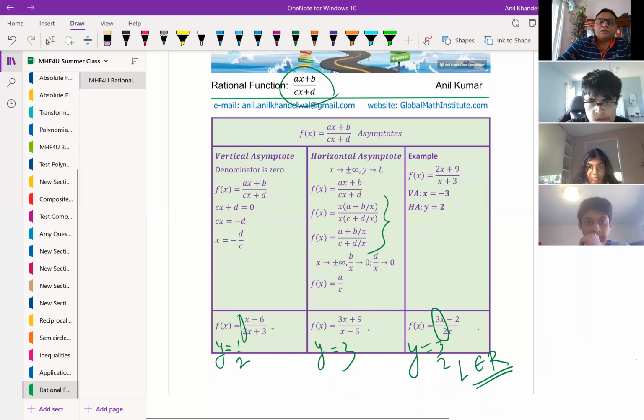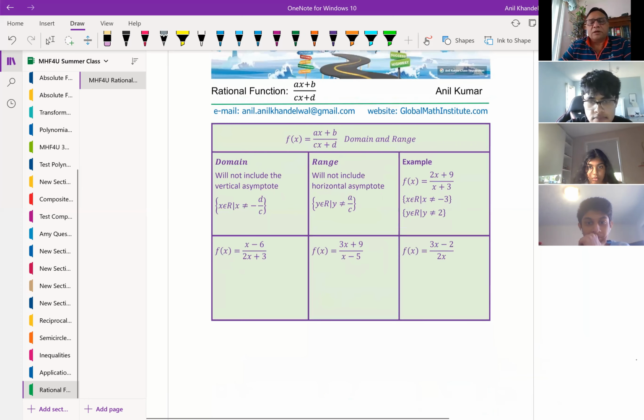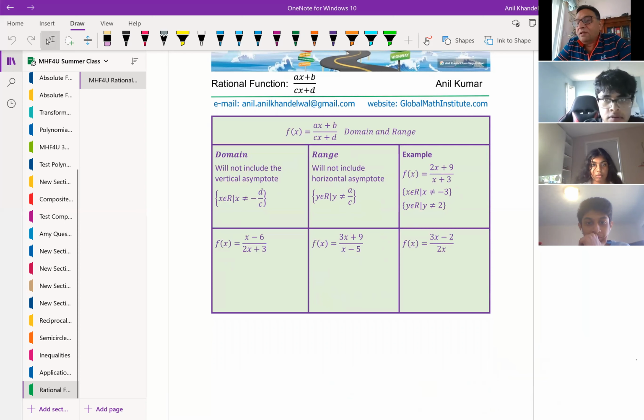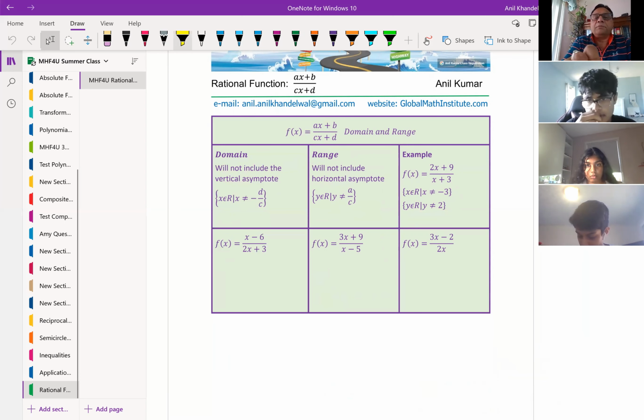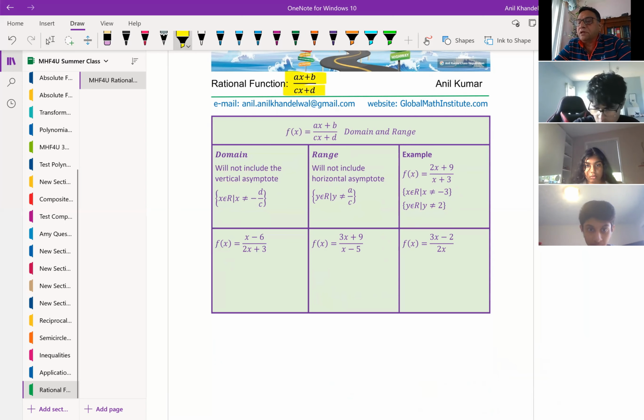Good. So now we have some examples for us. Okay, before that, some domain and range. Now, when the function is of this type, always remember, we are only talking about ax plus b over cx plus d type of function. Let us not get confused ourselves with, right?